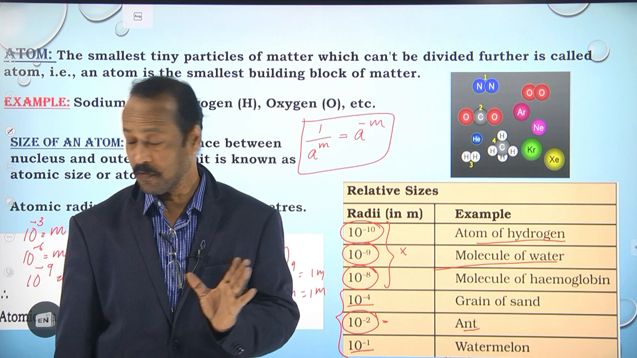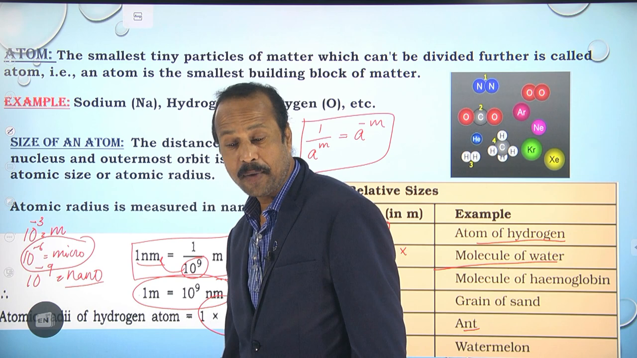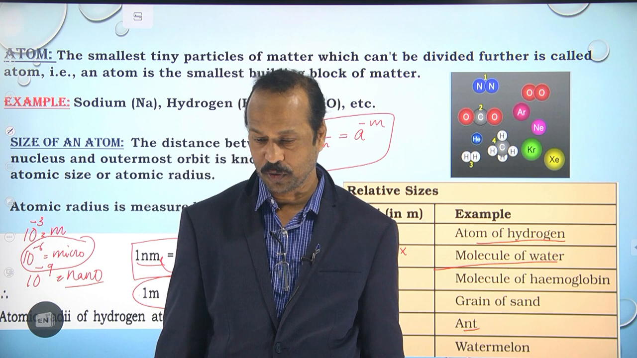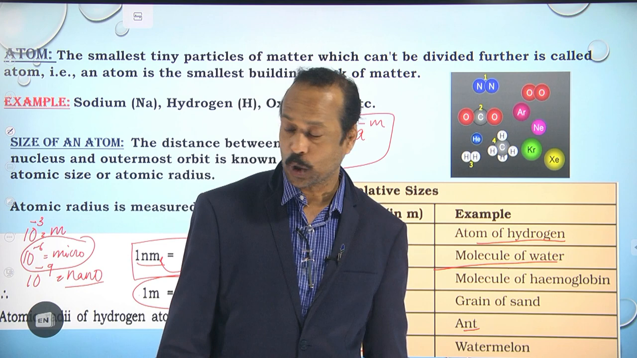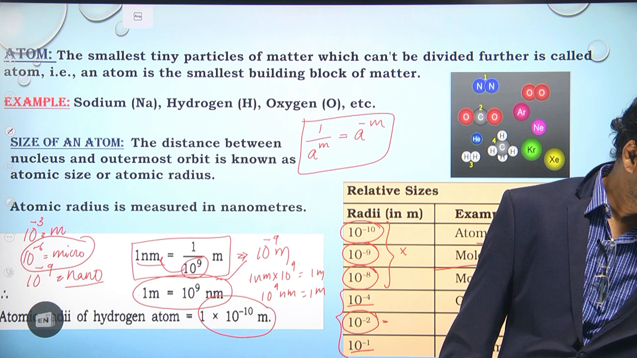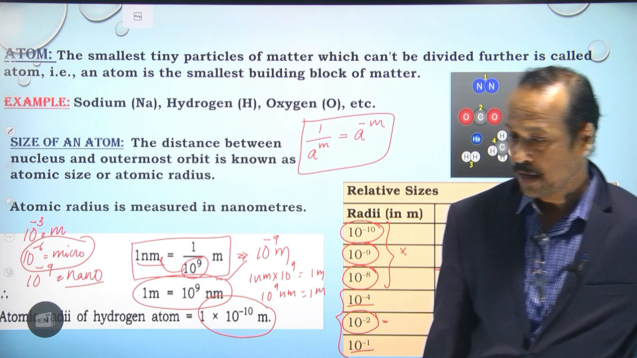10 to the power of minus 6 is called micro. 10 to the power of minus 6 is called what? Micro. So from there onwards, if we want to see, we need a microscope. So the micro value is 10 to the power of minus 6. Up to 10 to the power of minus 4 and maximum up to 10 to the power of minus 5 we can see, but beyond that we cannot see. There we can use a microscope.